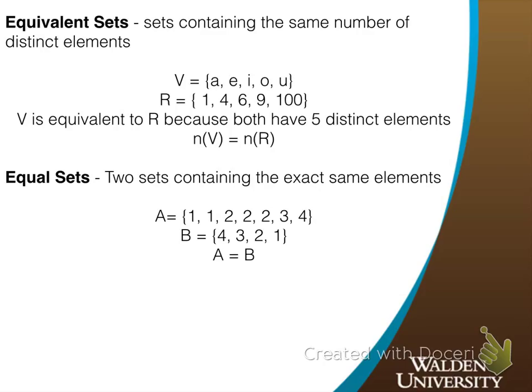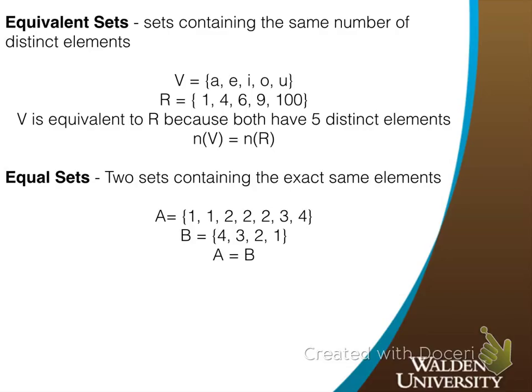Equivalent sets are sets containing the same number of distinct elements. So back from earlier, V is the set of all the vowels, A, E, I, O, U, and some random set R is 1, 4, 6, 9, and 100. These are technically equivalent sets because they have the same number of distinct elements.